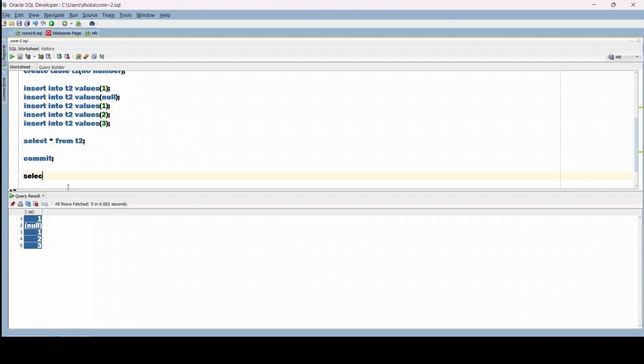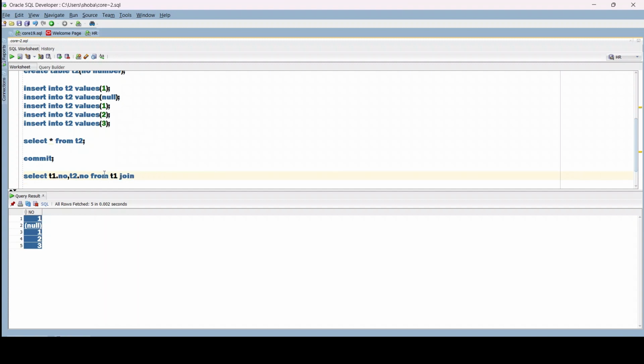Now let's start writing the inner join statement. Select T1.number, where T1 is the table name and number is the column. We are calling the column with the help of the table name because the column NO is present in both tables, so it would get confused about which table to take the columns from. That's the reason I write T1.number and T2.number, calling the column with the help of the table.